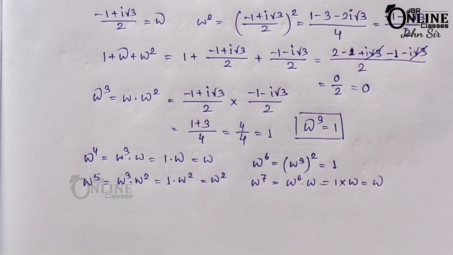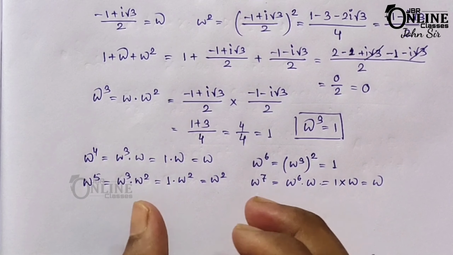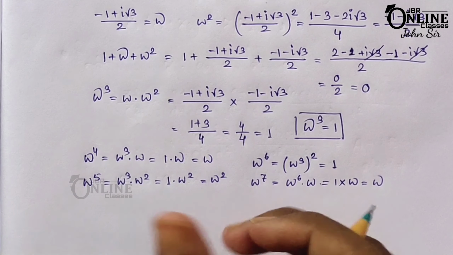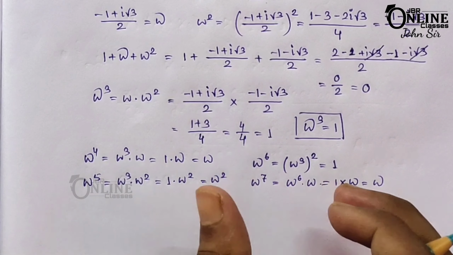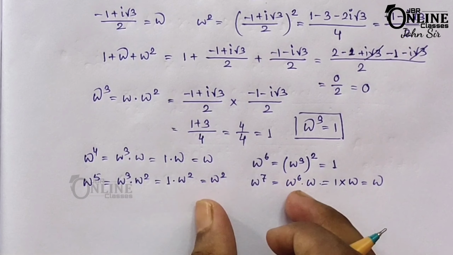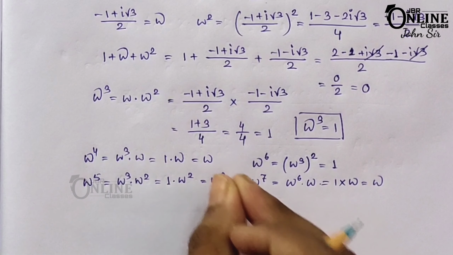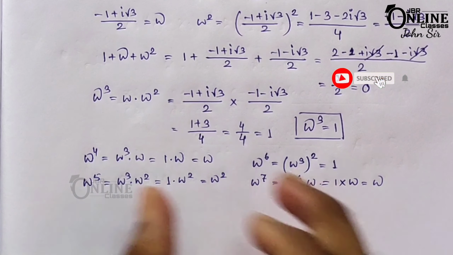So thus for any positive integral power of omega, it is 1, omega, or omega square, nothing else. I repeat, for any positive integral power of omega, it is either 1, omega, or omega square, nothing else.